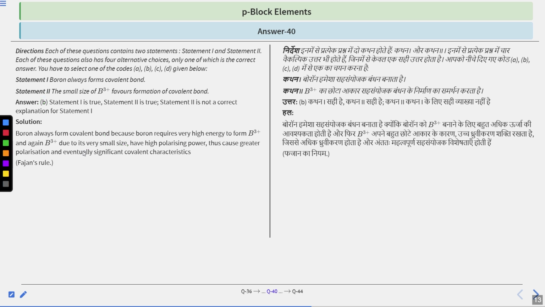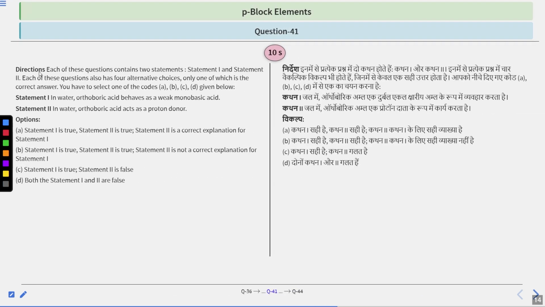Okay, let's move to the next question. Question number 41. Again, each of these questions contains two statements, statement 1 and 2, and we have 4 choices, from which only one is correct, so we have to select the one. Statement 1: in water, orthoboric acid behaves as a weak monobasic acid. Statement 2: in water, orthoboric acid acts as a proton donor.